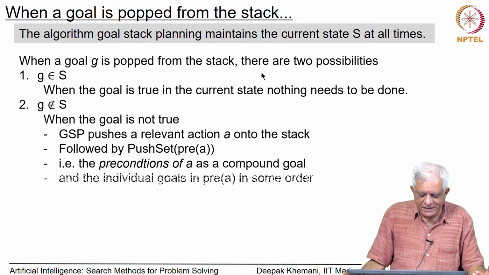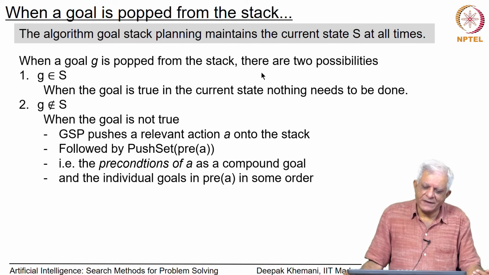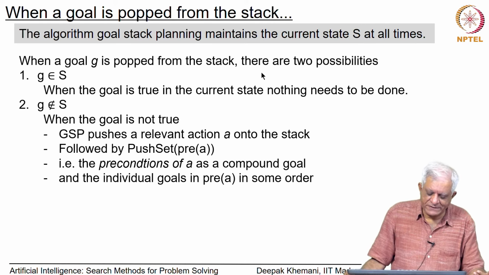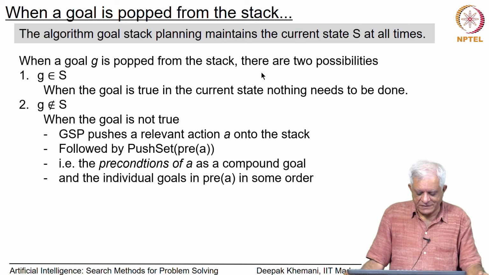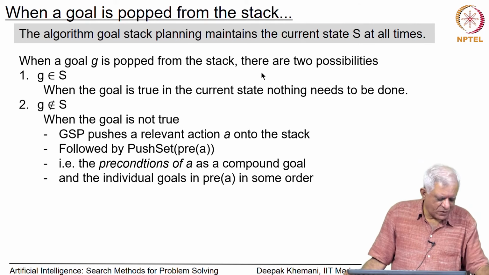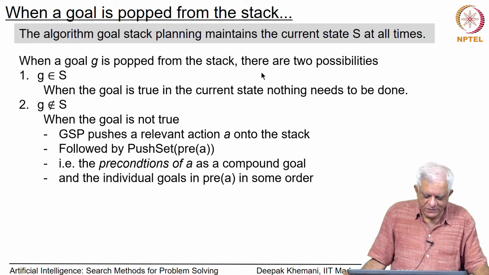It pushes a relevant action A onto the stack, followed by its preconditions, and we use this function push set we define. So, we will first put in the conjunct or the compound goal and then we would put in the individual preconditions one by one in some order. Again, as I said, maybe you could use some heuristics or some form of reasoning to decide which one to do.